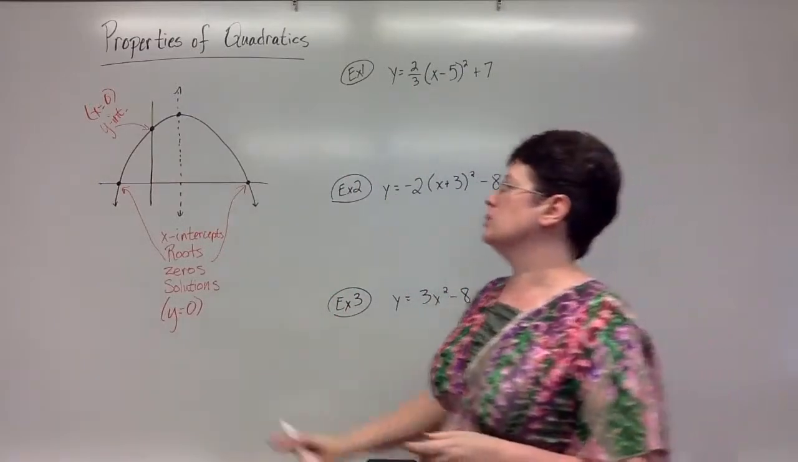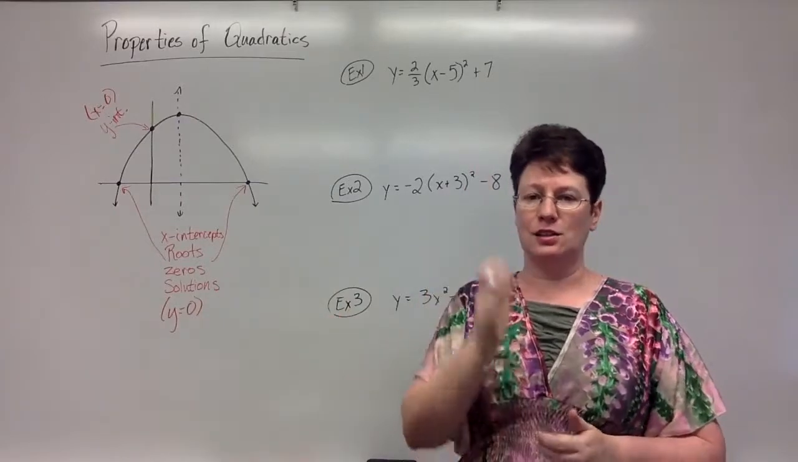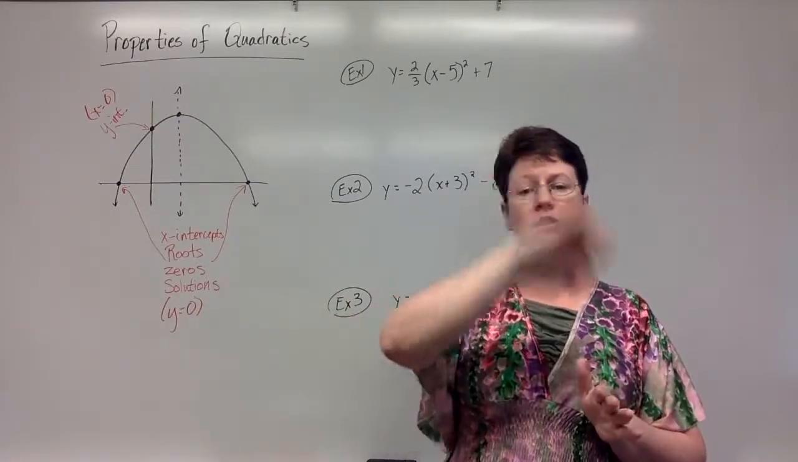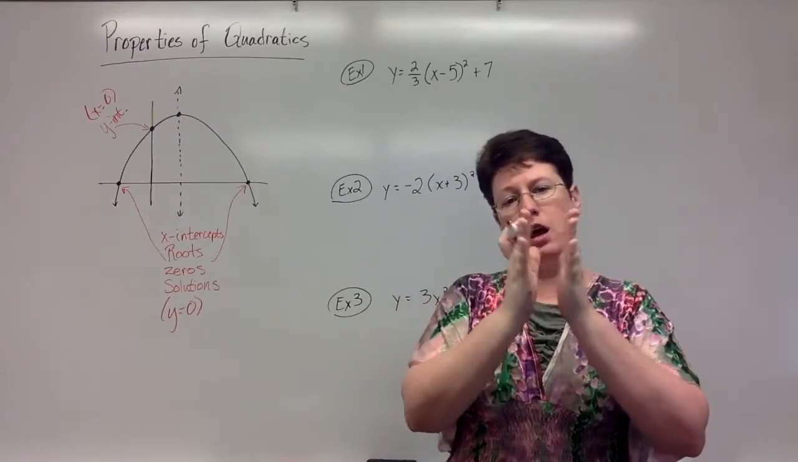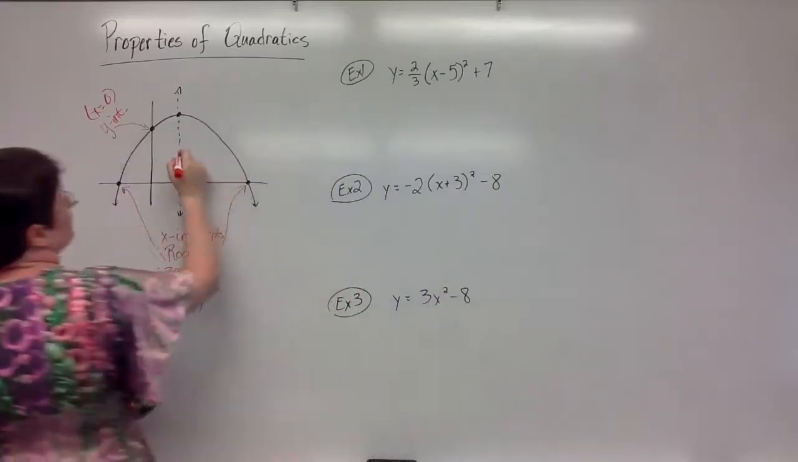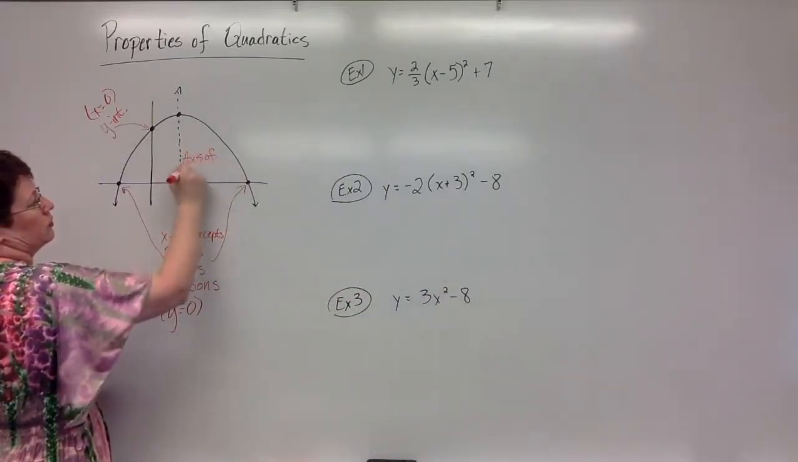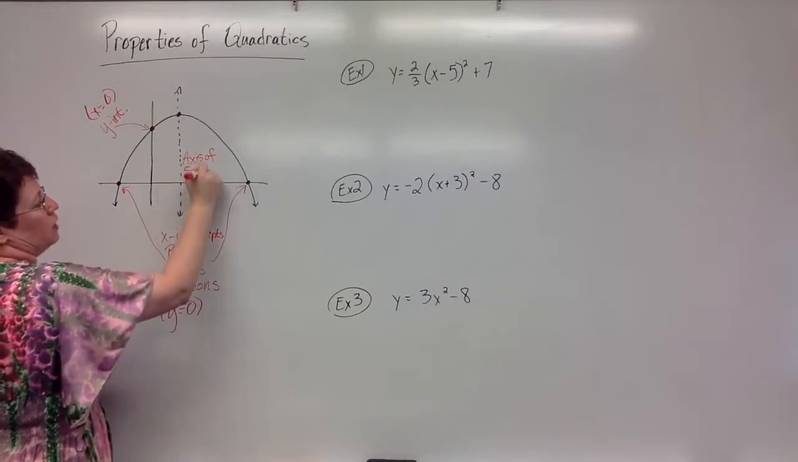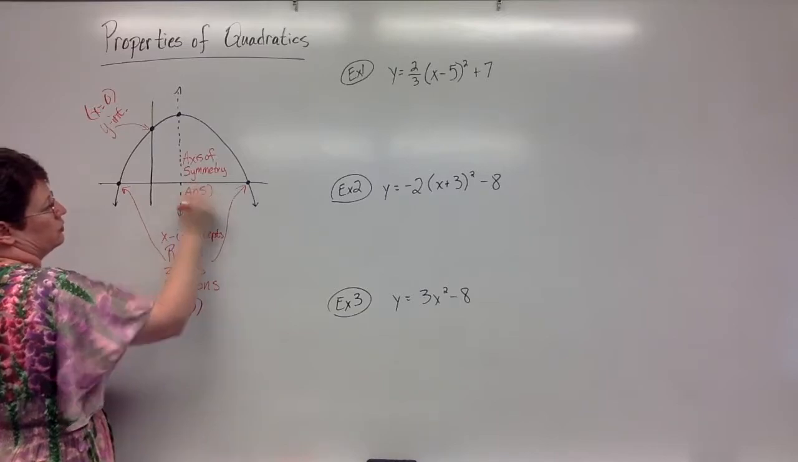Now notice we have this beautiful dash line running right through the middle. That dash line cuts the parabola in half because the parabola is completely symmetric. One side matches the other. And if I fold it on that line, I can line the two sides up. This line is called the axis of symmetry. Most of the time we abbreviate that as the AOS.